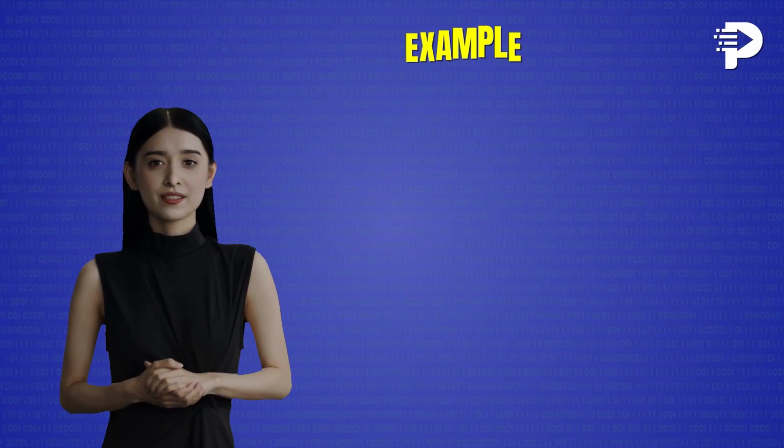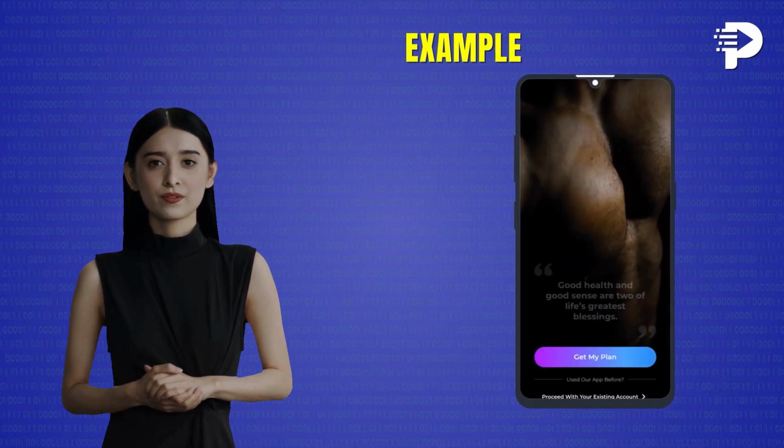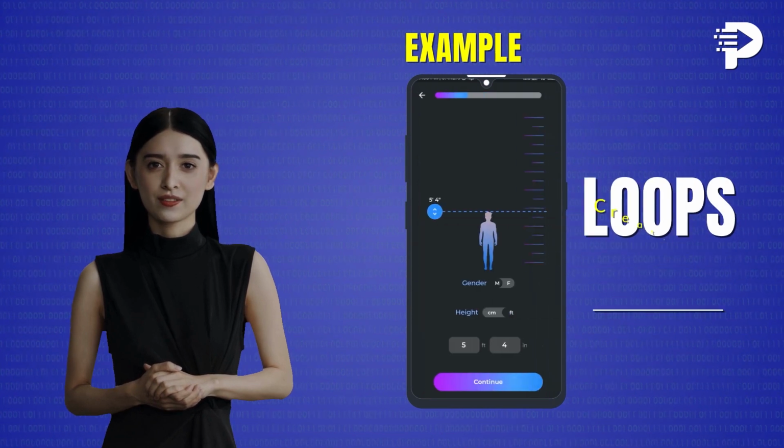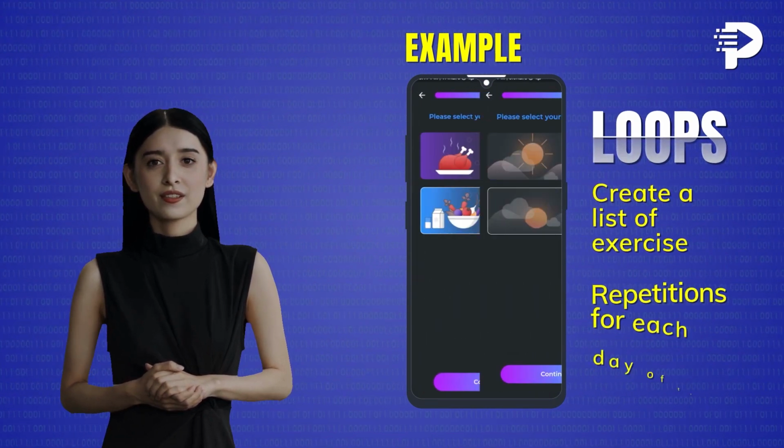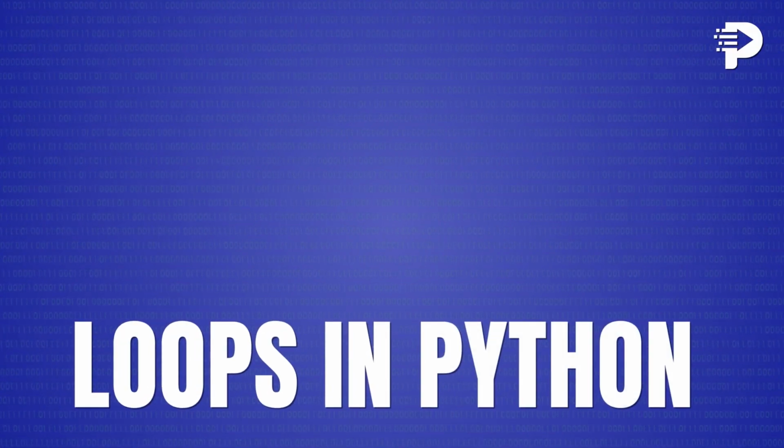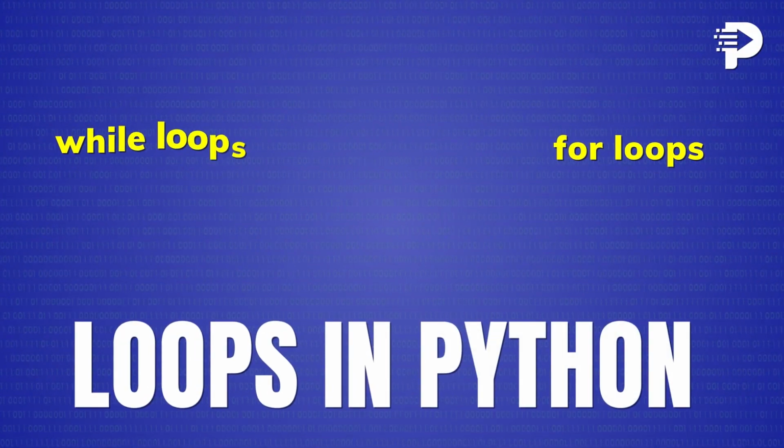Imagine you're building a fitness app that generates a workout plan for users. You need loops to create a list of exercises and repetitions for each day of the week. Loops in Python. There are two main types of loops in Python: for loops and while loops.